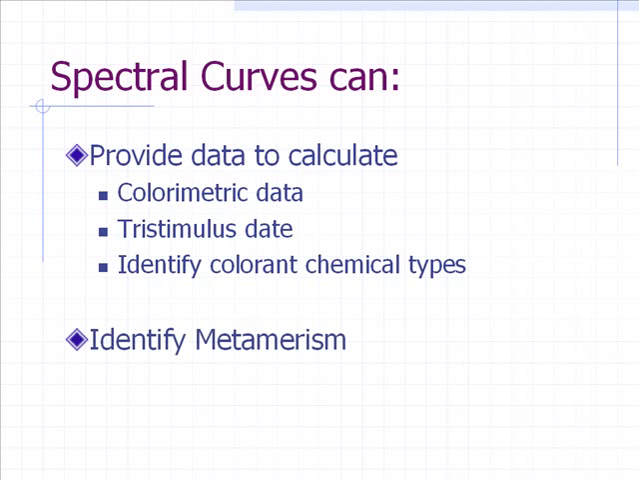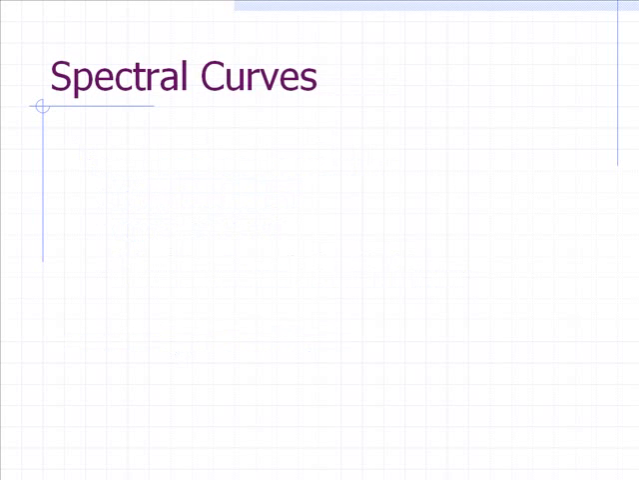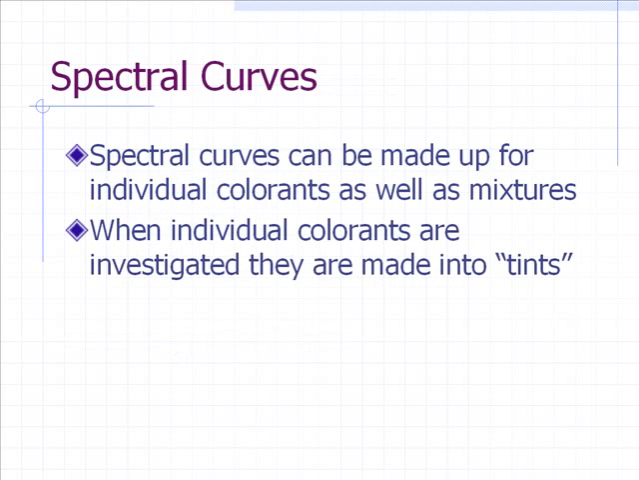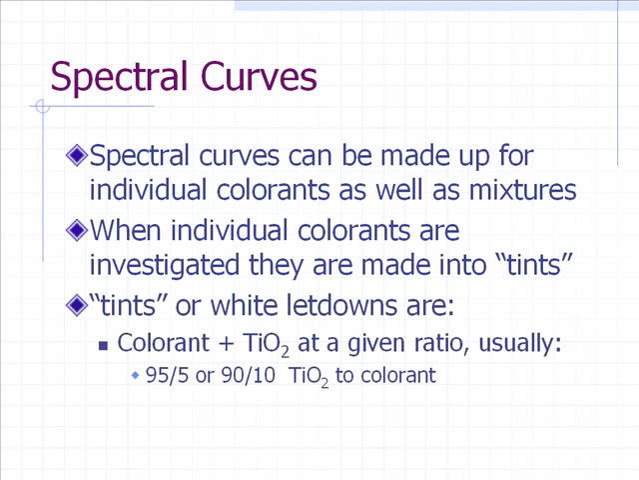So spectral curves can be made up for individual colorants as well as mixtures. When individual colorants are investigated, they are made into tints. We mentioned that a little earlier. When we want to look at the strength of a particular colorant, we make a tint. You can't really tell strength by looking at a mass tone, which is just the colorant by itself. We make tints up in very specific concentrations. Generally speaking, if we're doing an organic colorant, we'll do 95% white, 5% colorant. Inorganic will be 90% white, 10% colorant because it's not quite as strong.